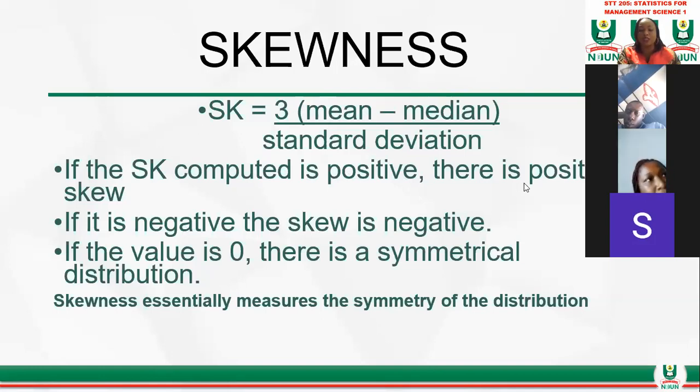You know that when you evaluate this formula, if your statistic is positive, you know that the distribution is what? Positively skewed. If the value you got from this formula after evaluation is negative, your distribution is what? Negatively skewed. And when the value is 0, that means there is a symmetric distribution. The idea of that is just to measure the symmetry of the distribution. If the value is 0, you know that it's a symmetric distribution. If the value is not 0, you know that it is either positively skewed or negatively skewed.